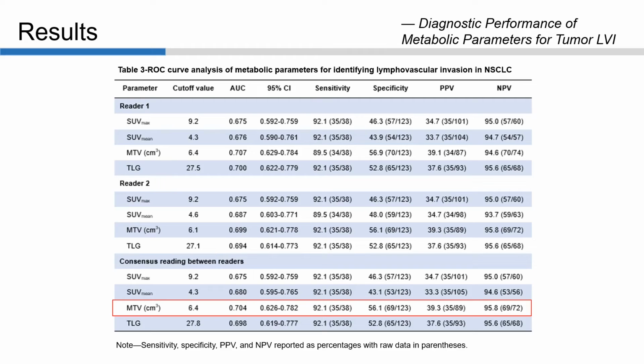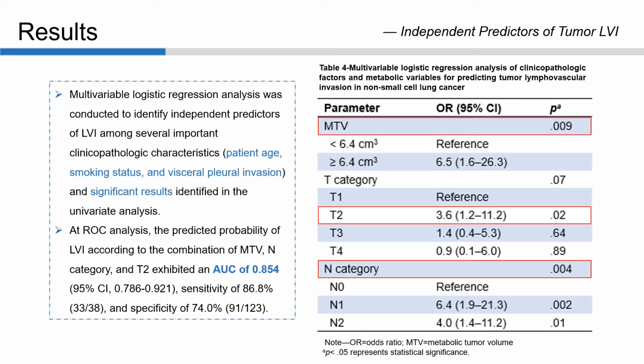Table 3 summarizes the diagnostic performance of the metabolic parameters separately. Table 4 presents the results of the multivariable logistic regression analysis to identify independent indicators of LVI, including MTV and lymph node metastasis. Among individual T categories, T2 was an independent indicator of LVI using T1 as a reference. The other clinicopathologic factors and metabolic parameters were not independently associated with LVI.